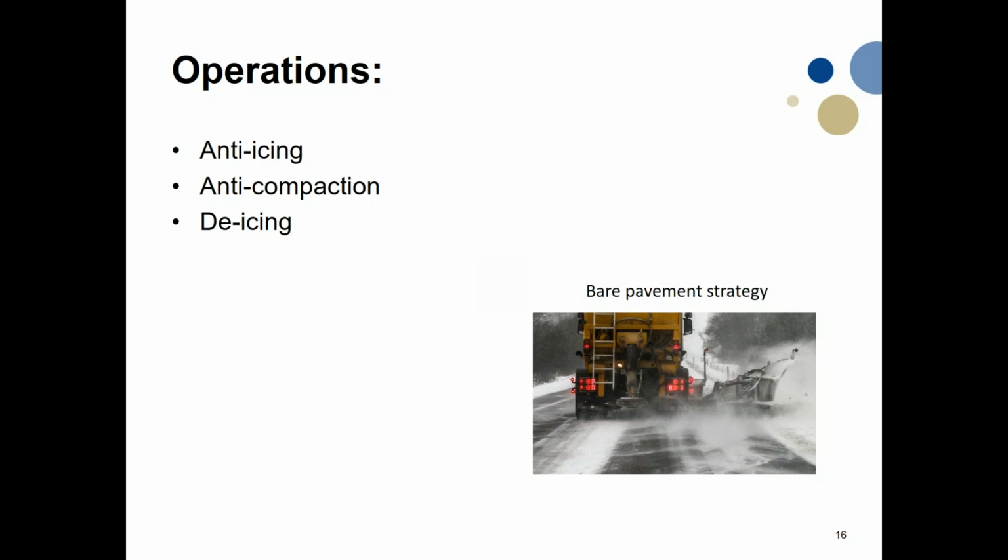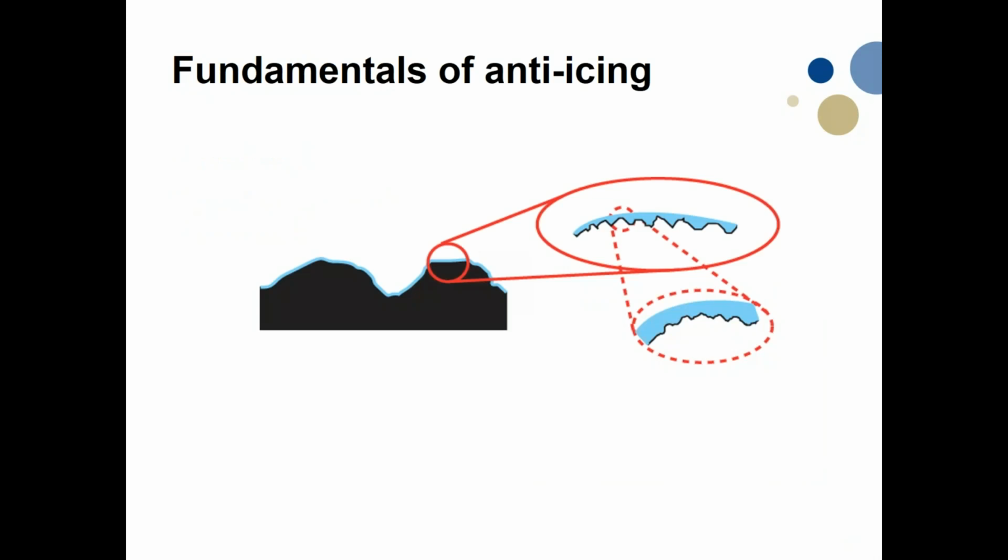Okay, so now we have these three operations and the purpose why we use chemicals, and now we can dive into the fundamentals of this. How are chemicals actually working in an anti-icing operation? How are they working in anti-compaction and in de-icing? So let's go.